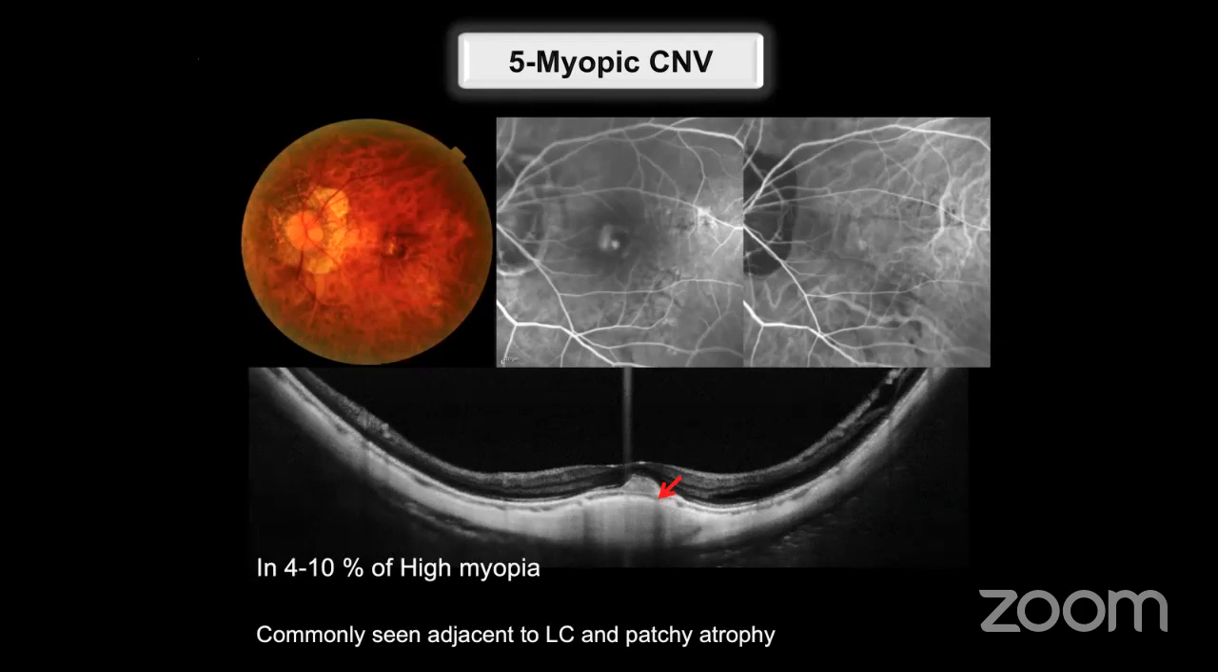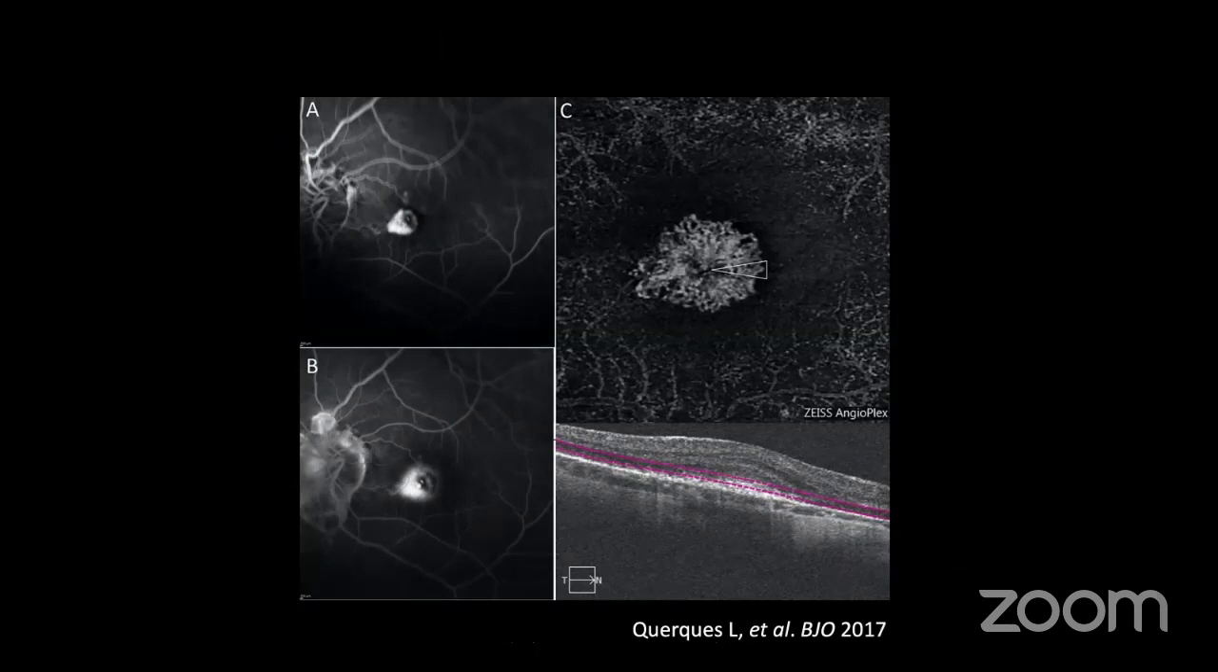The fifth change is myopic CNV, which we are all familiar with, so I'll just speak quickly about it. It's seen in about 4 to 10% of highly myopic eyes. It's often seen in areas adjacent to lacquer cracks or patchy atrophy. As you all know, we often diagnose that with fluorescein angiography, or recently with OCT angiography. In highly myopic eyes, it's usually type 2 CNV, I mean subretinal CNV, in most cases. And we can easily depict that with OCT angiography or fluorescein angiography.